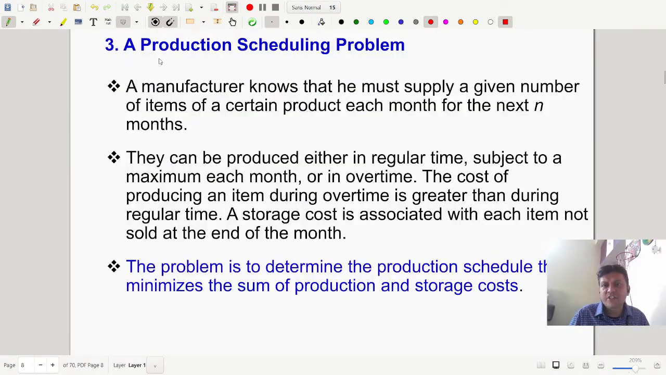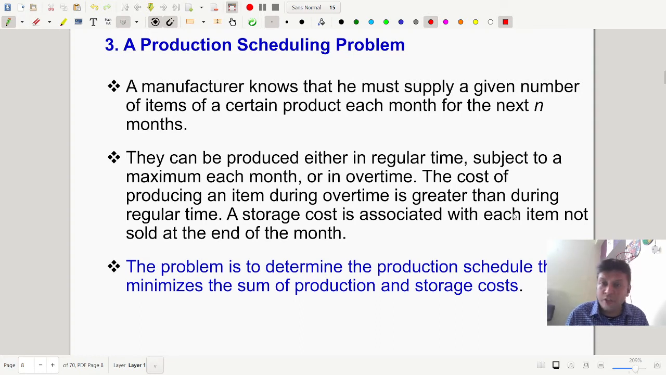And next is production scheduling problem. A manufacturer knows that he must supply a given number of items of a certain product each month for the next 10 months, and they can be produced either in regular time subject to a maximum each month or in overtime. The cost of producing an item during overtime is greater than during the regular time. Our storage cost is associated with each item not sold at the end of the month. So this is production scheduling problem.